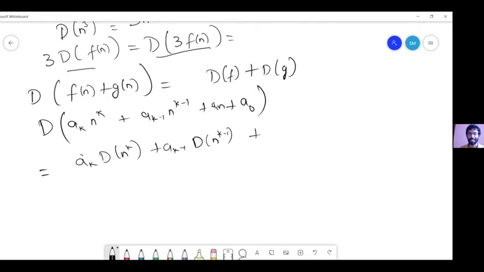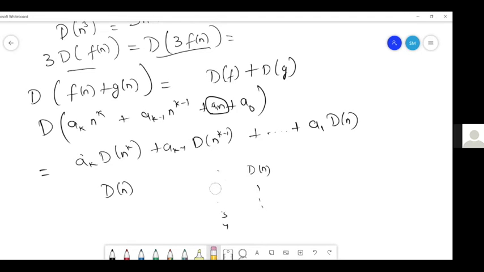So this a1 into n, what will happen to a1 into n? It will be a1 into D of n to the power 1. But what is D of n? If I write n square, 1, 2, 3, 4, its difference is 1, it's all 1 only. So D of n is always 1. So this would be just a1.